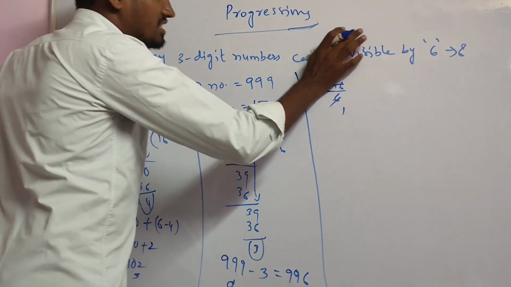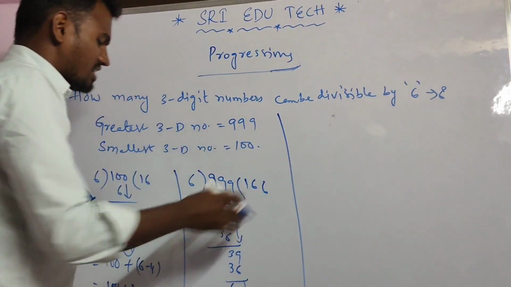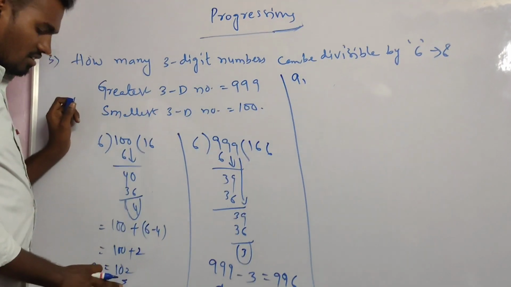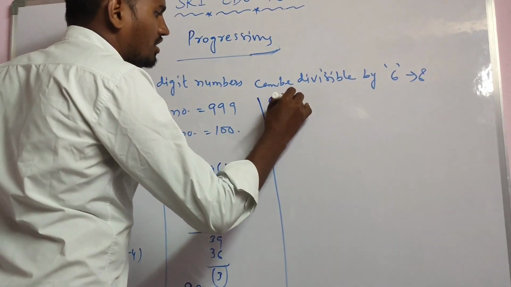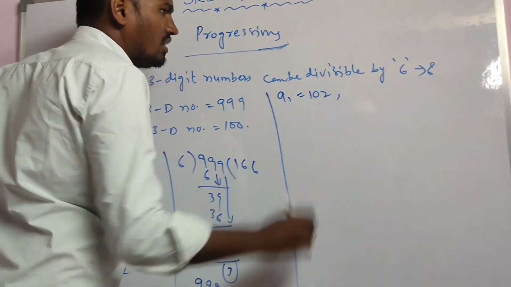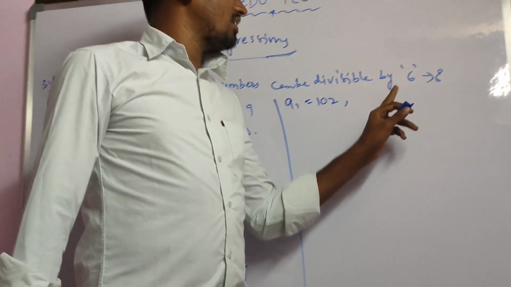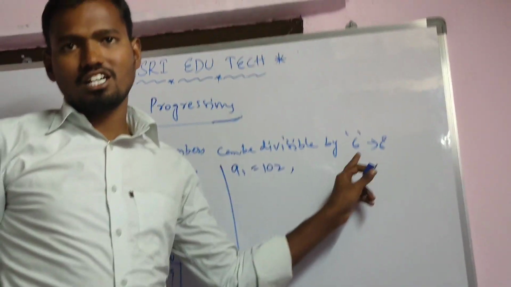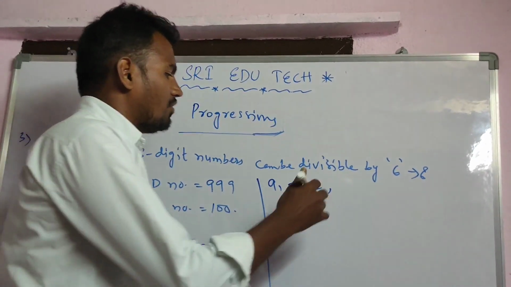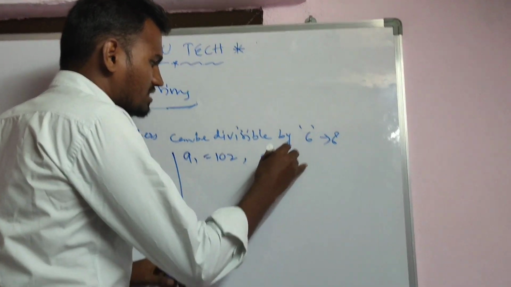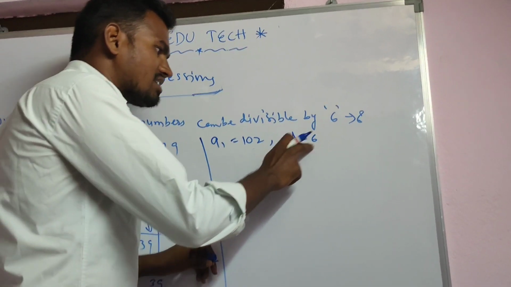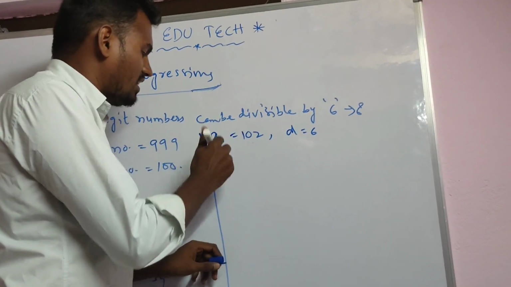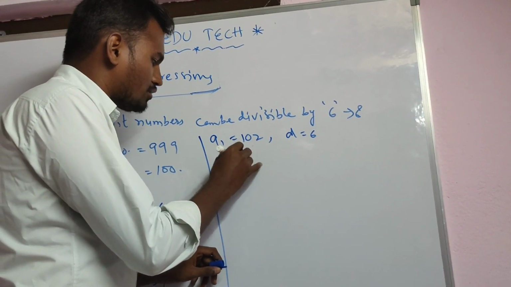Let us write down. A1 is equal to 102. So now we are doing divisibility by 6, so we can assume d is equal to 6 only. This 6 is added to every number. Then a1 is equal to 102 only.